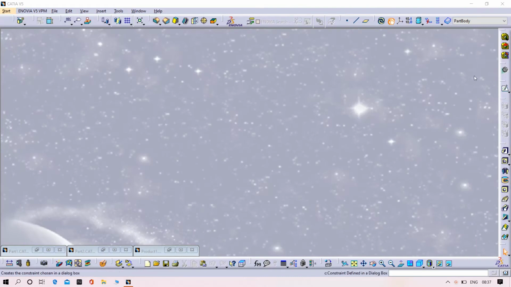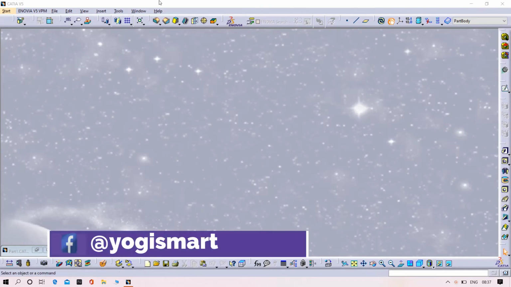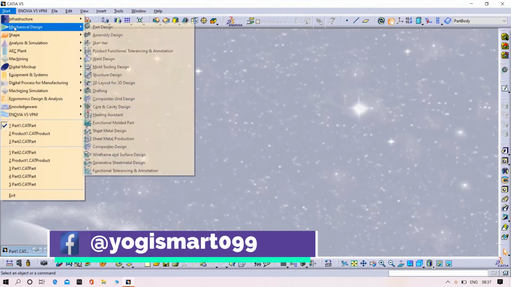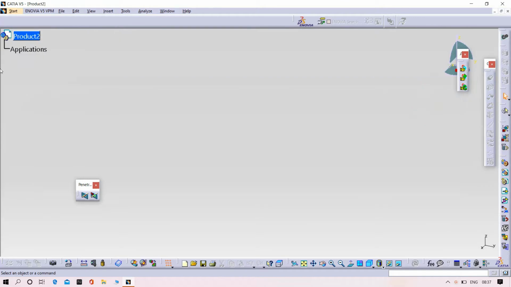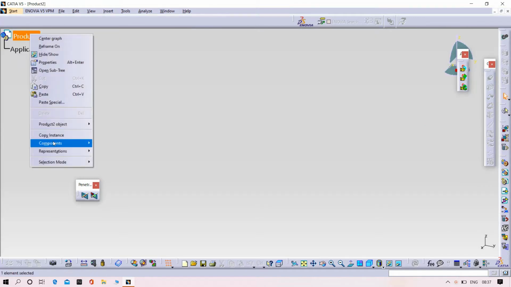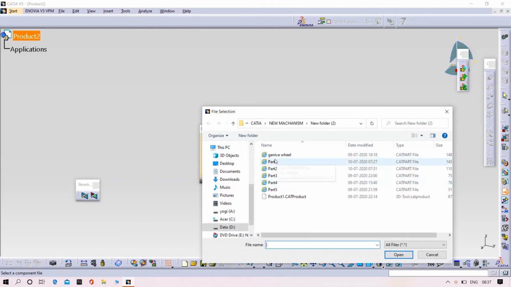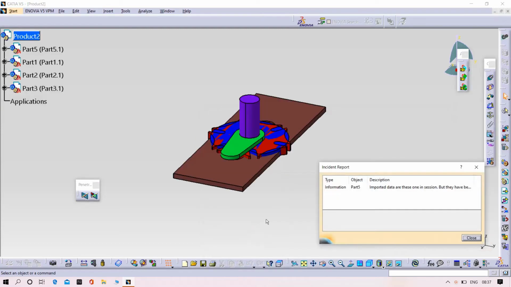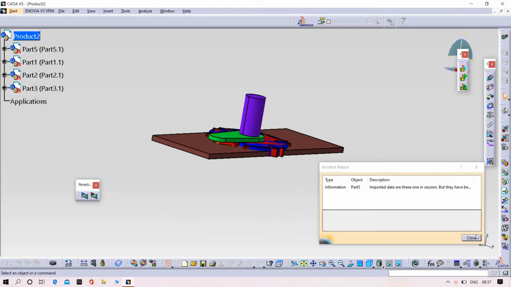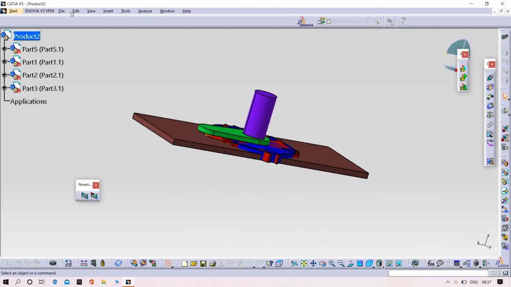Now we are going to design the Geneva drive mechanism. For that we need to open the assembly design section. Let us open that. Then try to insert the components: part 1, part 2, part 3 and part 5. Open. First of all, try to take them out.